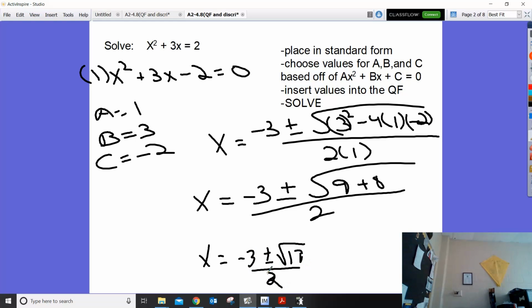Now, that has 2 distinct answers. What's one of them? Positive. -3 over 2, right? Plus 17 over 2, or -3 over 2 minus root 17 over 2. Those are your 2 distinct answers.